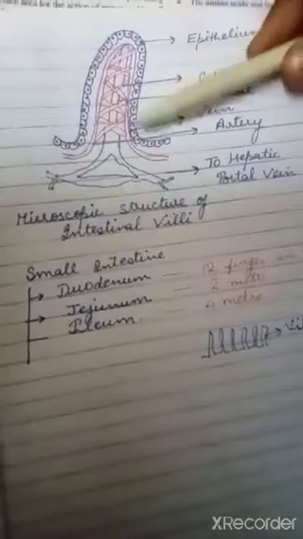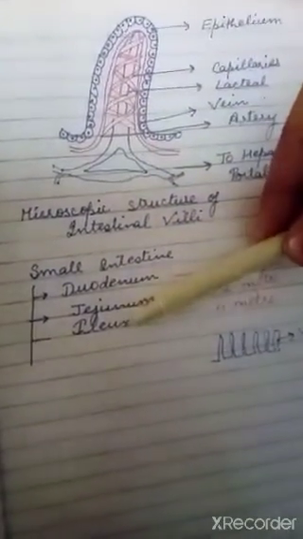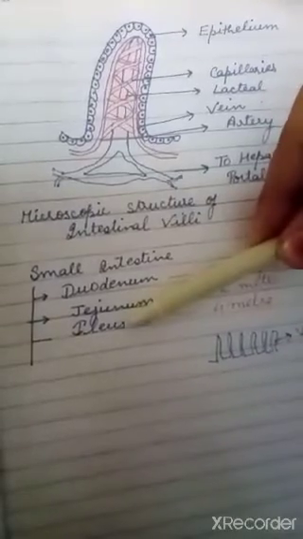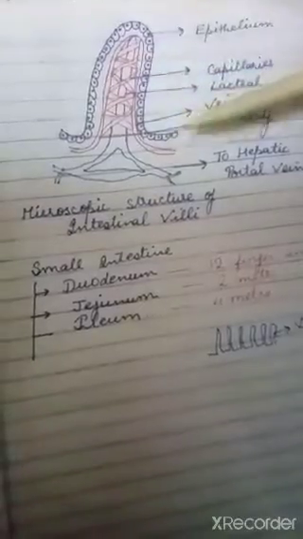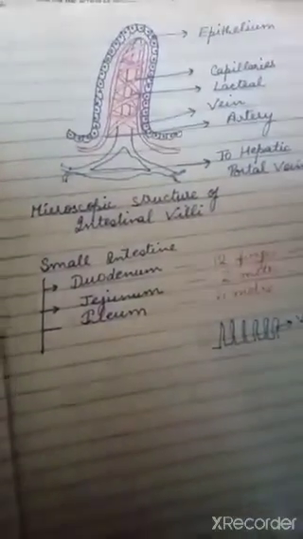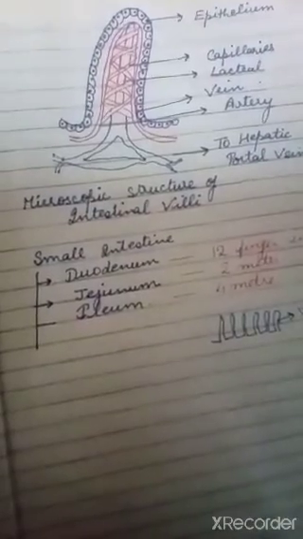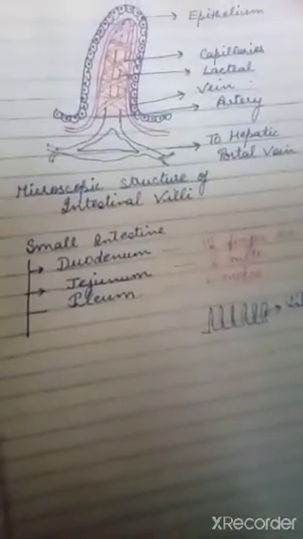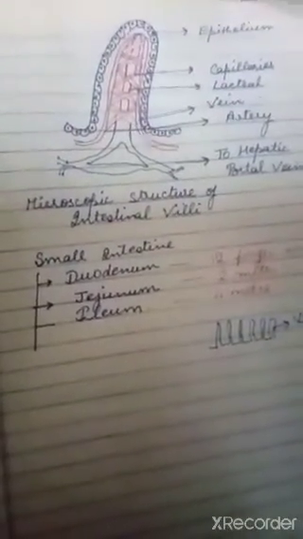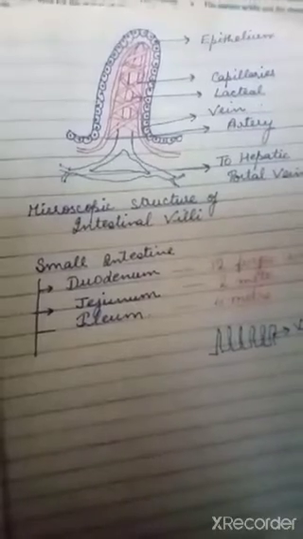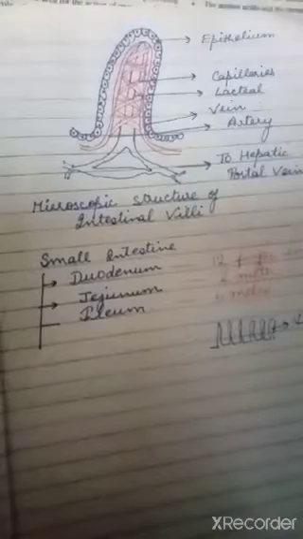So this was the structure of the villi, and always remember the villi are present on the inner wall of the ileum. The inner wall of the ileum folds and forms the villi, which increases the area about 8 times, and it helps in absorption. So what is the function of the small intestine? Always remember, the small intestine serves both for digestion and for absorption.